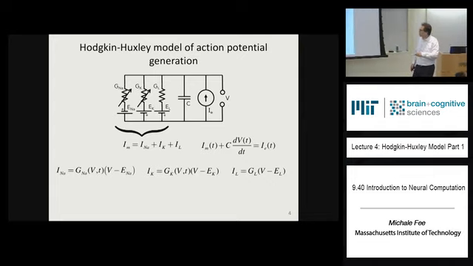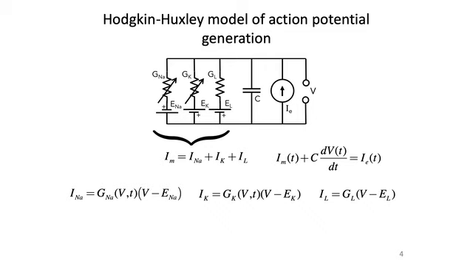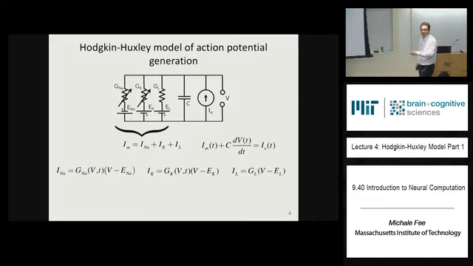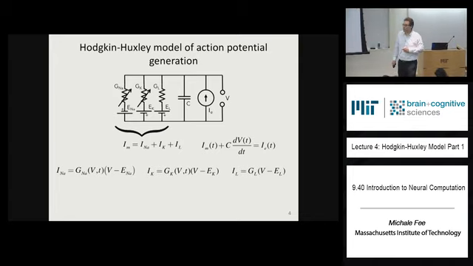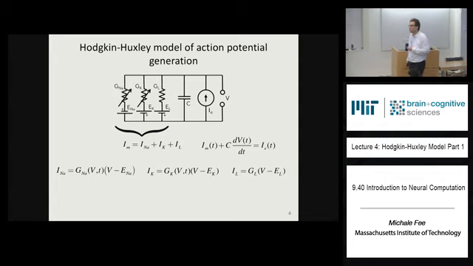Okay? Now, each of these currents is going to be written down by a very similar equation. So the potassium current is just the potassium conductance times the driving potential for potassium, which is just the membrane potential minus the EK. And the sodium current is just the sodium conductance times the driving potential for sodium, which is the membrane potential minus the sodium battery. Any questions? Yes?